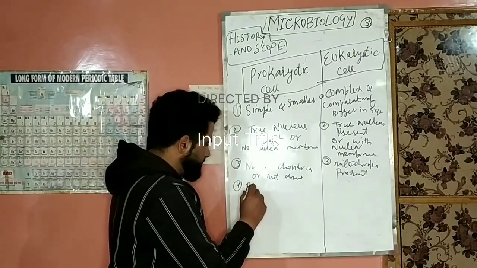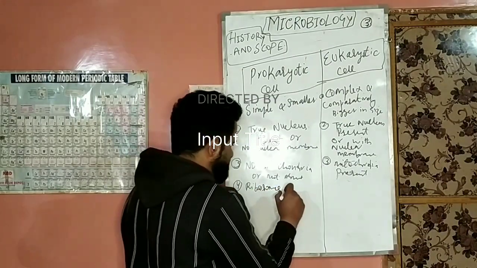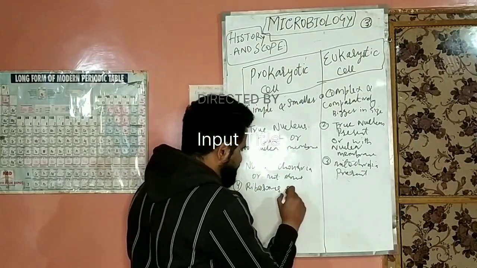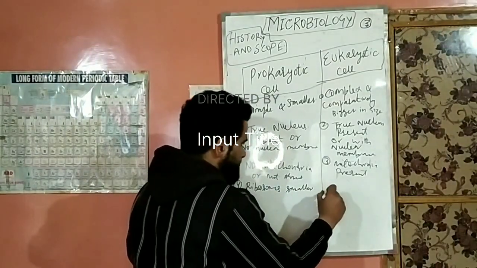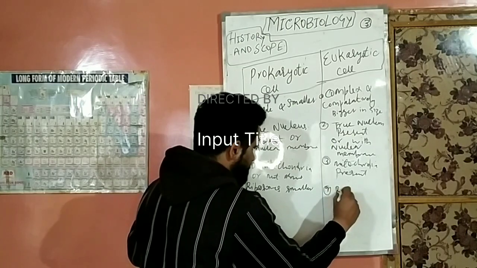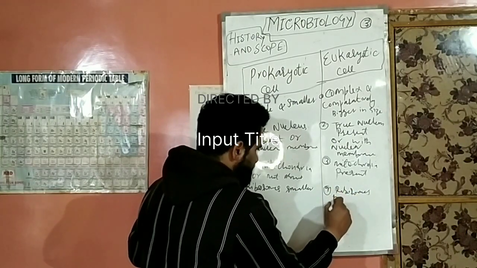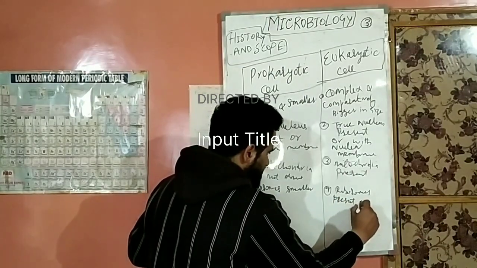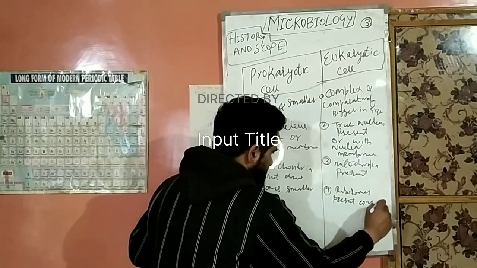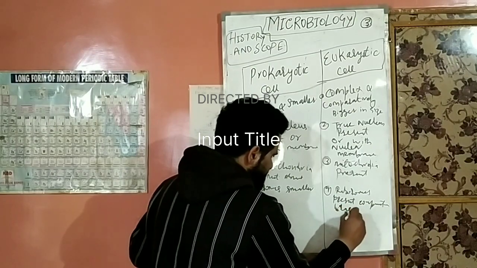Number 4: ribosomes. Ribosomes present in prokaryotes are smaller, and ribosomes also present in eukaryotes are comparatively larger.